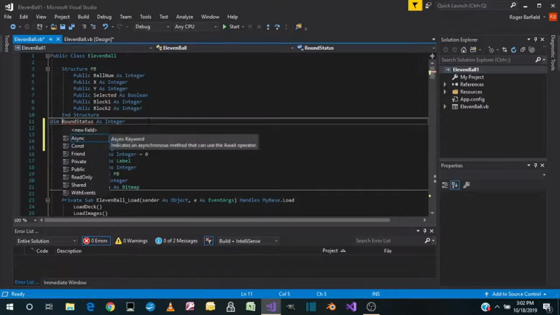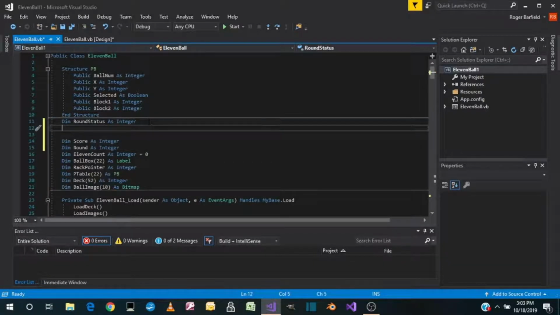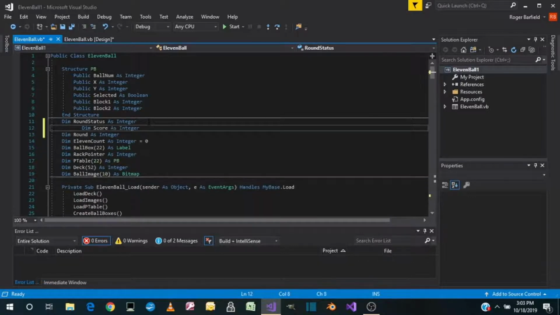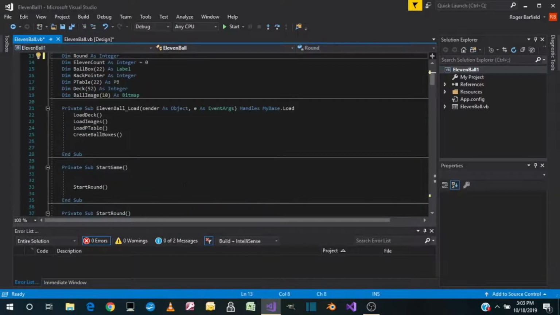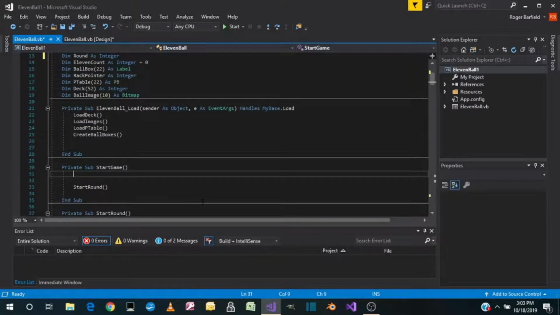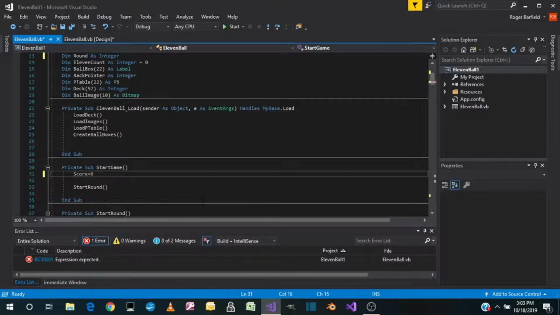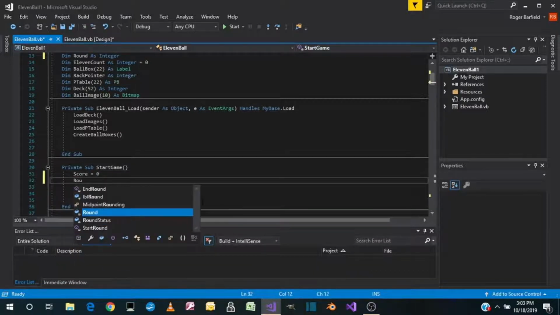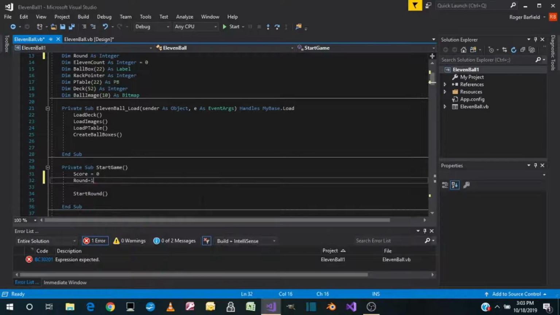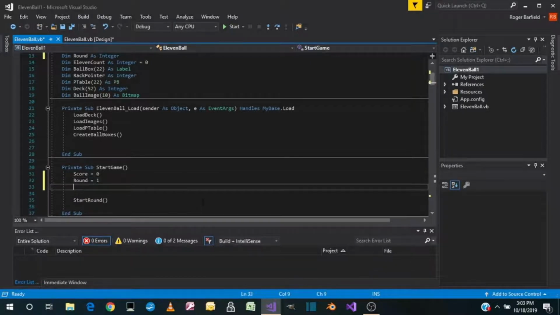Dim. Okay, what else do we need? Round status, score, round. That's all I can think of right now. If we need anything else, we'll come back and add it. Okay. So in our game start, we need score equals 0. Round equals 1. Round status, we'll say 0 is good, not over.